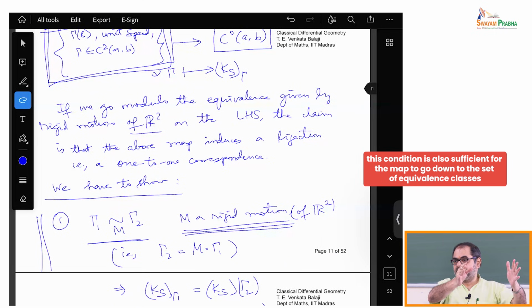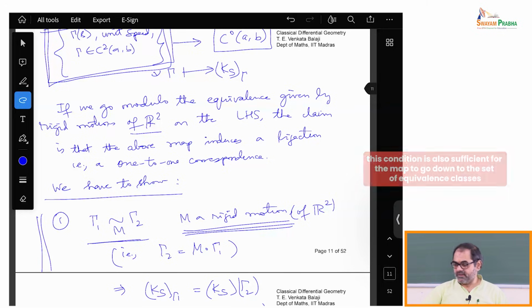For a map on a set into another set to go down to a map on equivalence classes, it has to be constant on the equivalence classes. That means its value on the equivalence class should not depend on which representative you take in the equivalence class. Okay, so that is the first statement. That gives you the map. Then you have to show that that map is both injective and surjective.